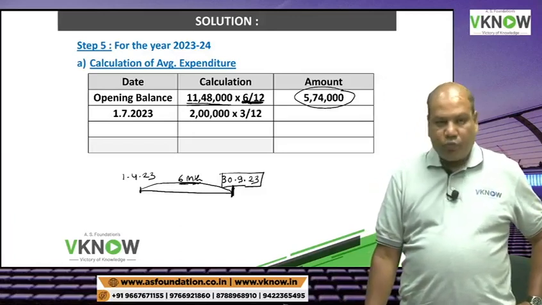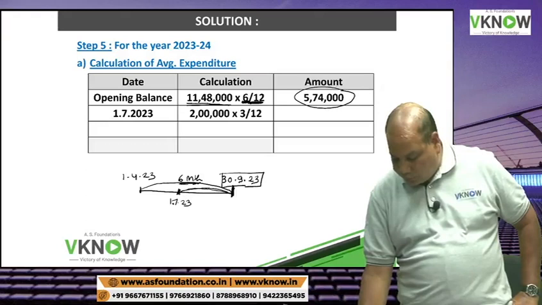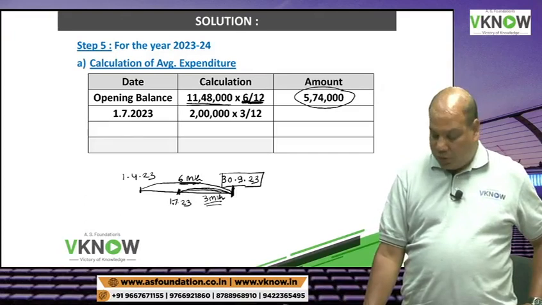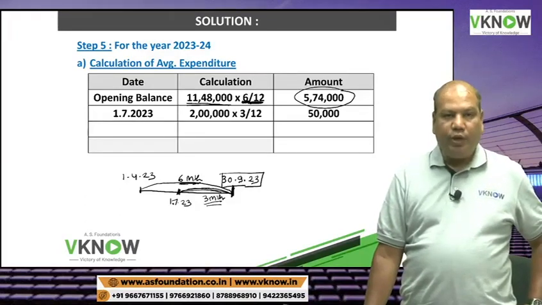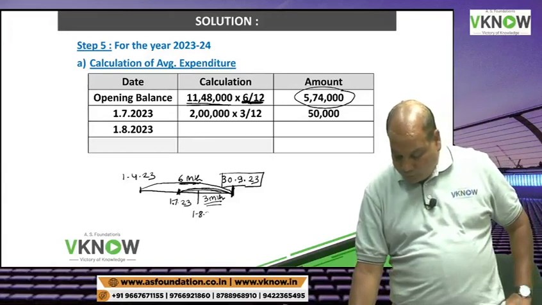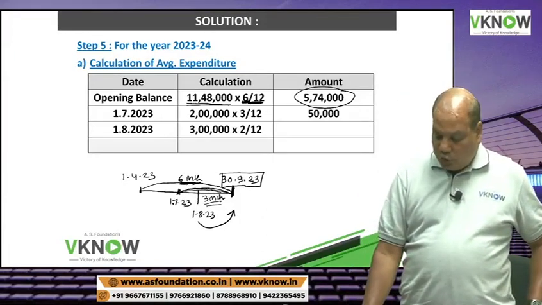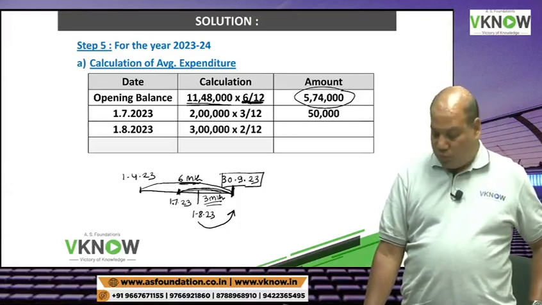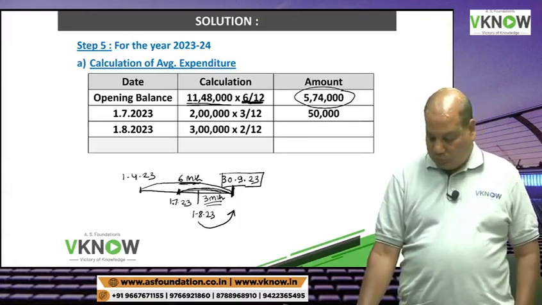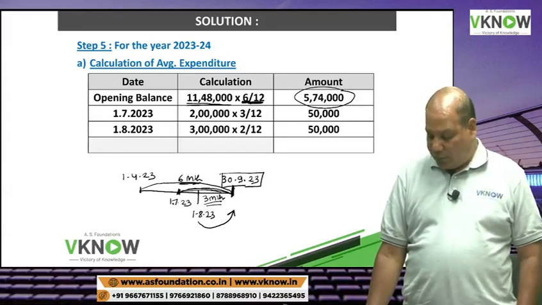Then write down on 1/7/23 you have incurred 2 lakh. Now the gap is 3 months. So we will take 3 months. 2 lakh into 3 by 12. Multiply. You get 50,000. And there is one more expenditure. On 1st August 23, August and September 2 months, you have incurred 3 lakh. 3 lakh into 2 by 12, 50,000.